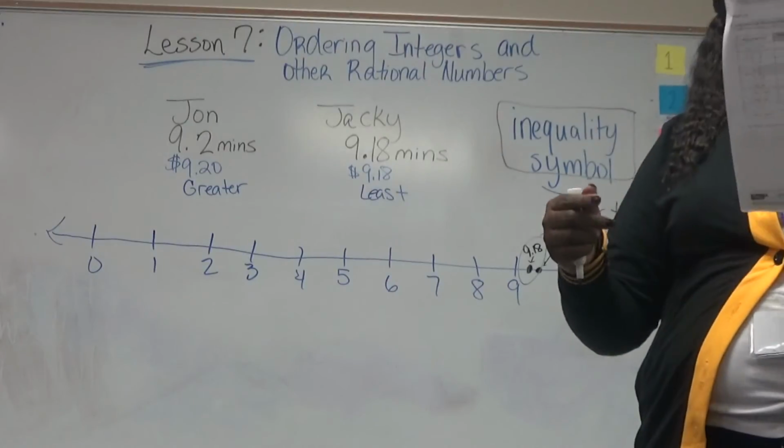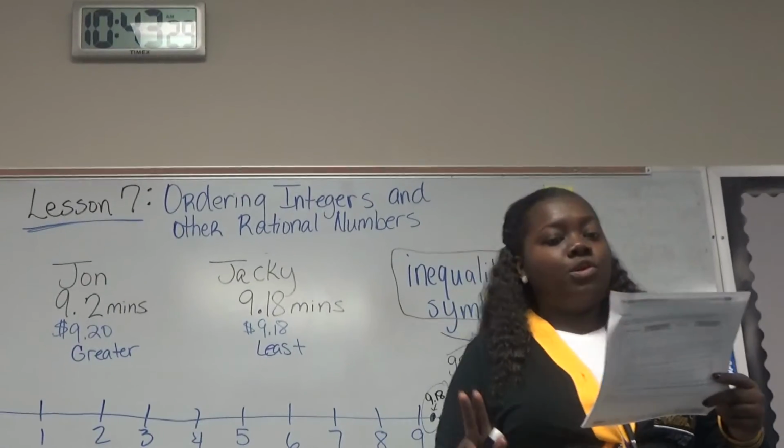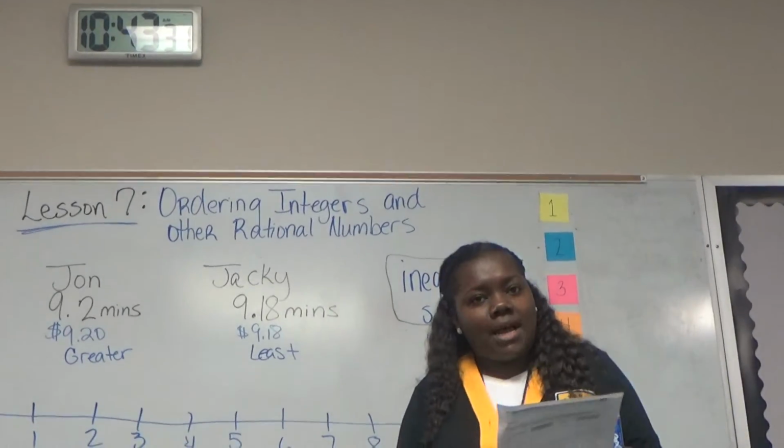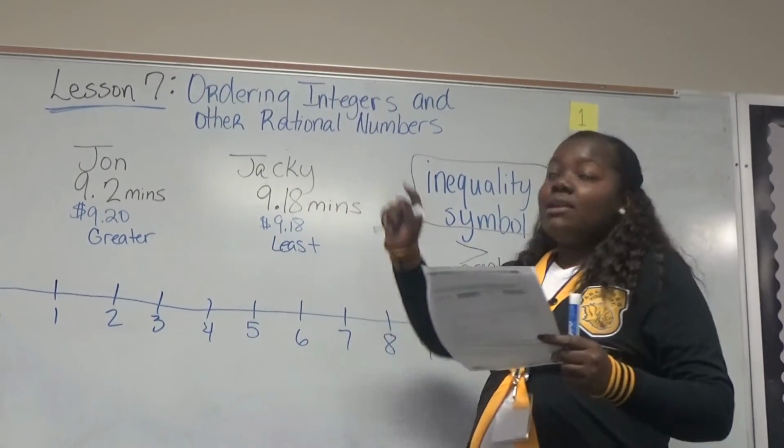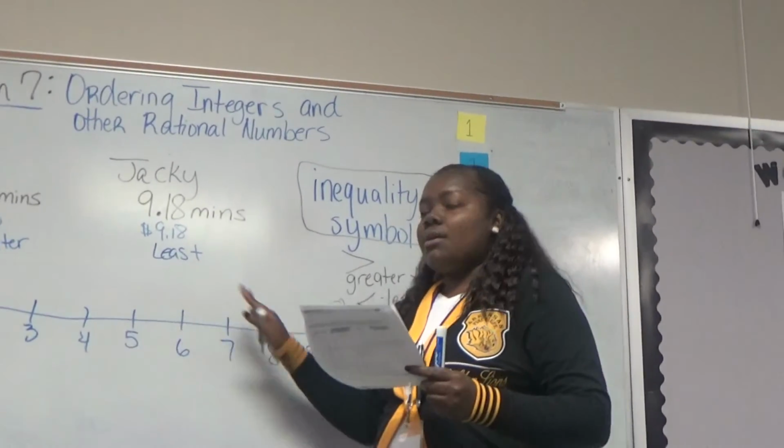All right, so make sure that you do that on number 2. And make sure that you answer who ran the mile in the least amount of time. Make sure that you state that Jackie ran the mile in the least amount of time, and just explain your answer with the number line.